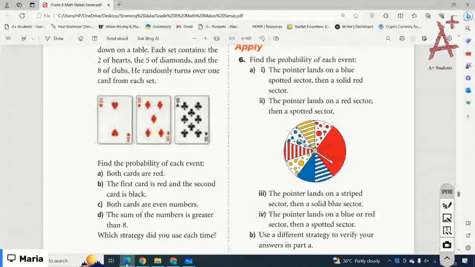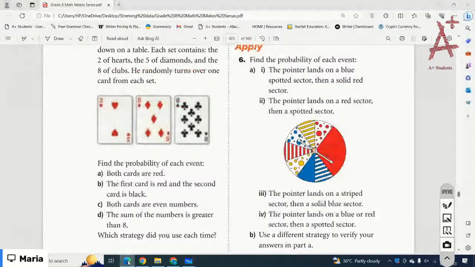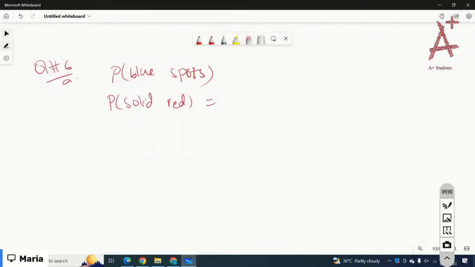Question number 6a. Let's just calculate the probability of blue spots and the probability of solid red, right? So blue spots is 1 over 10 and I think solid red is 3 over 10, right?